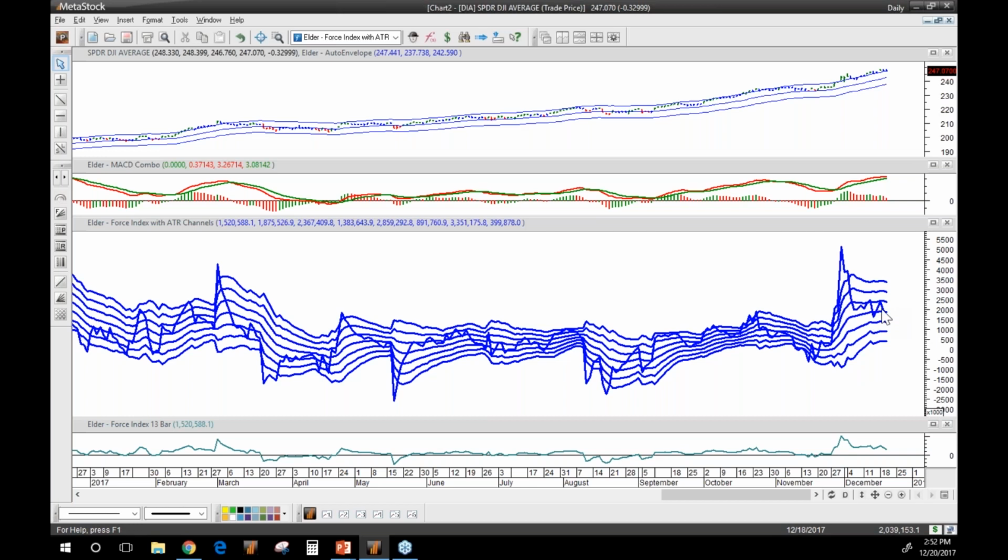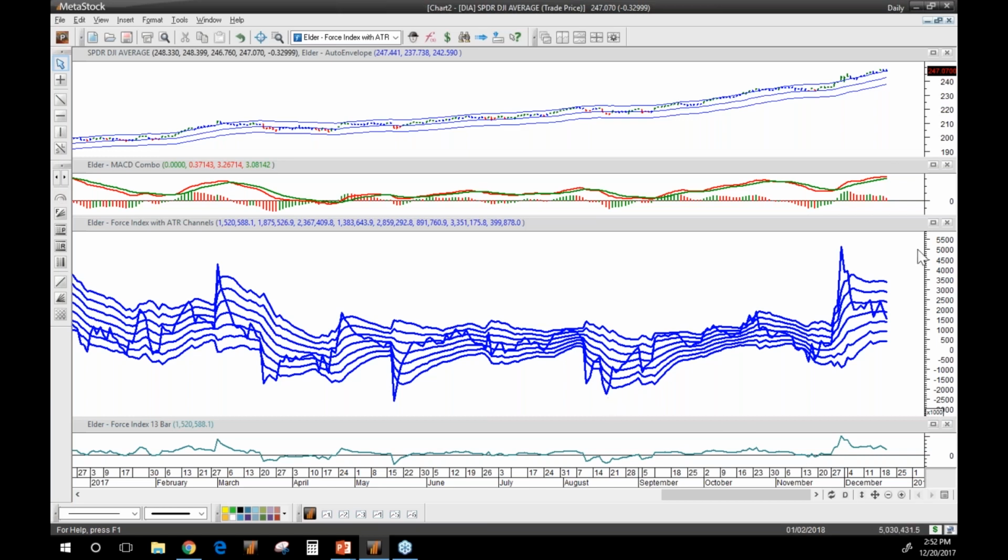Whenever you see, if you roll back, let's say to August, force index blow outside of its 3 ATR channel below and then pull back into the channel, it shows that the market became very oversold and bears are running out of breath, and that's a buy signal. It's one of very few indicators that works equally well near the tops and near the bottoms.